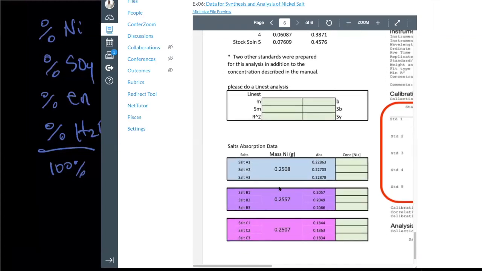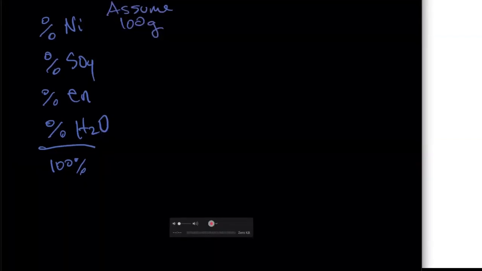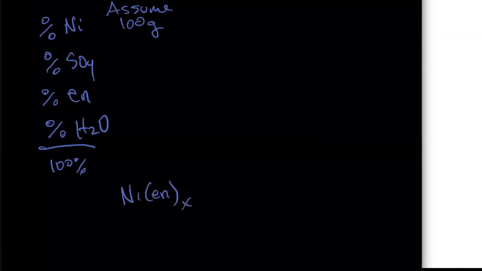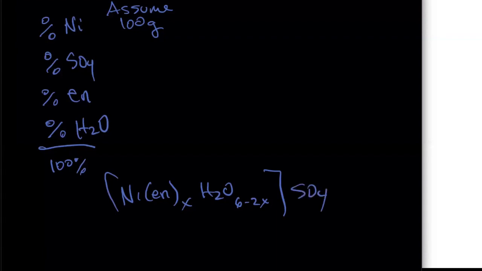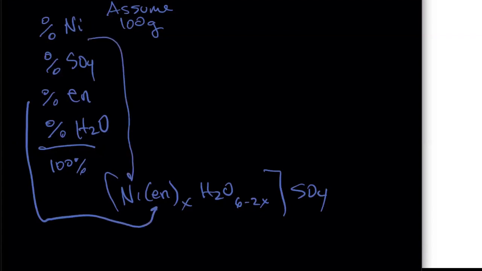You now know the percentage of each component in your salt. That's this right here. Because remember the formula? The formula is Ni(en)x(H2O)6-2x SO4. So we've got an ethylene diamine right here, we've got a nickel right here, we've got a sulfate right there, and we've got water right there. So we need to know what are the ratios by which these chemicals exist.